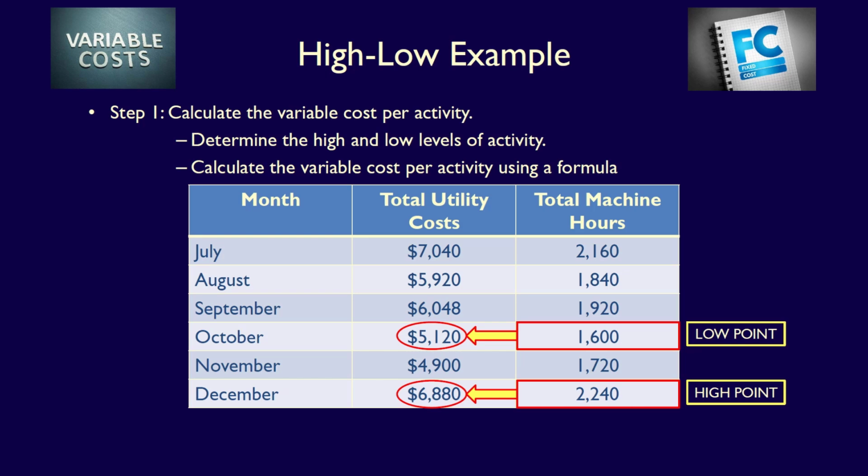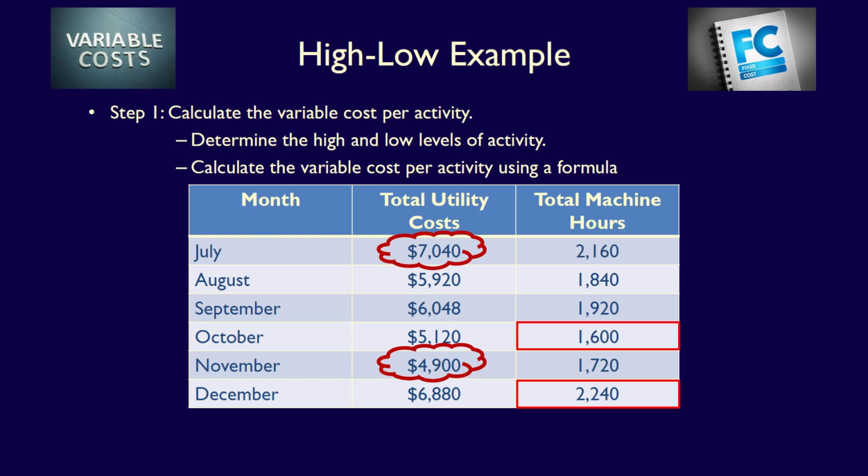Similarly, the low cost is related to the low activity, which is October with 1,600 machine hours and $5,120 in costs. You can actually see that if we were looking at cost by itself, the highest cost is actually in July, $7,040, and the lowest cost is in November, $4,900. Should we use that as the high cost and the low cost for our formula while choosing totally separate months for the high and low activity, December and October respectively?